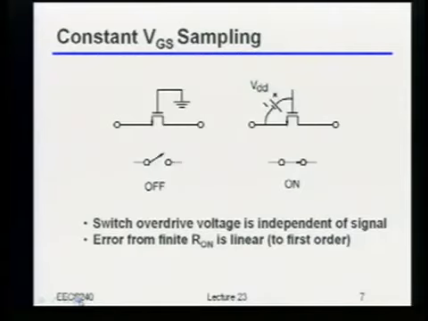Why don't I just make sure that no matter what the input voltage is, I always get the same VGS? Because if I do that, then at least to first order, my resistance should be constant, and I shouldn't get any distortion out of the switch. I should get basically just a constant resistance, which then would give me my standard linear settling error. Conceptually, the way this would work is I have some switch and I ground its gate.